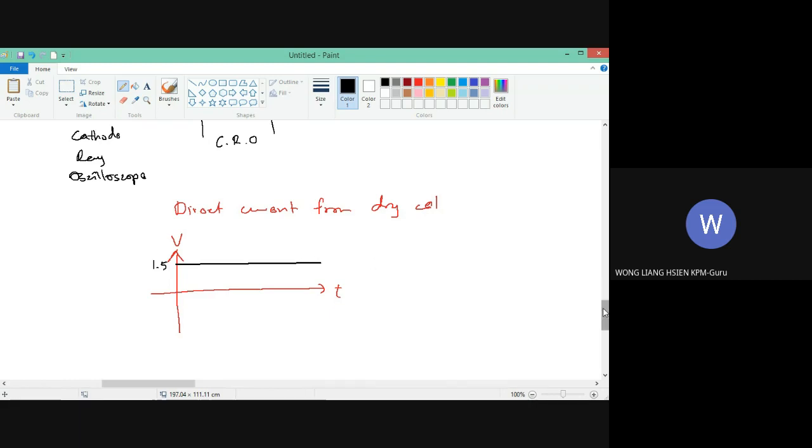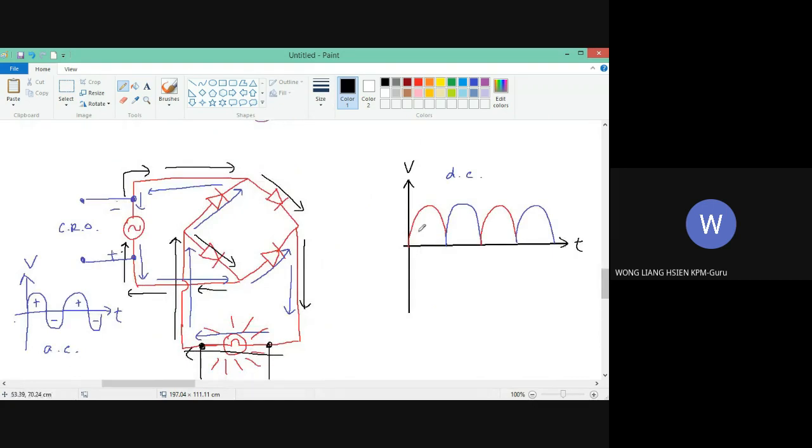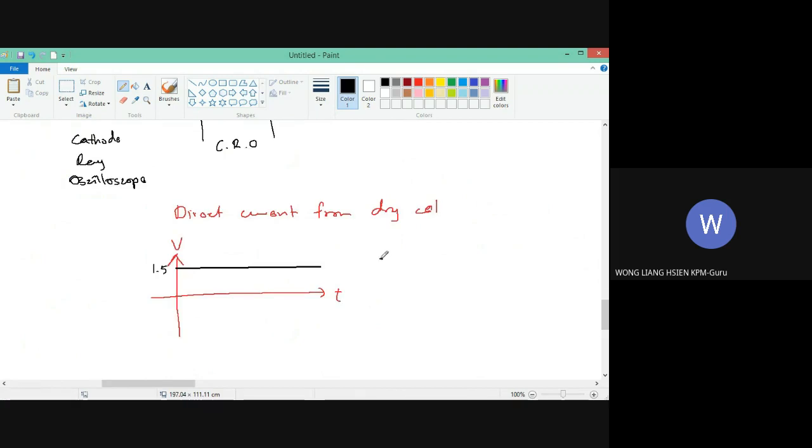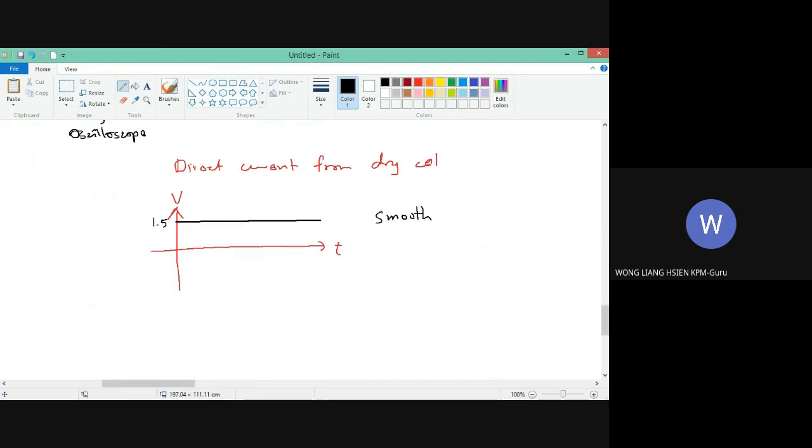So how can we convert this type of unstable direct current, up, down, up, down, to this kind of smooth direct current? So we connect an electronic component called the capacitor to the circuit. Okay?